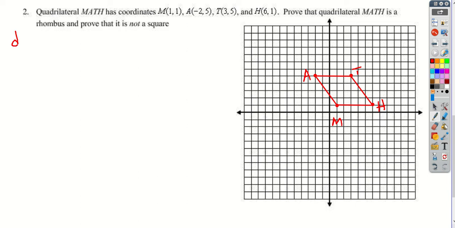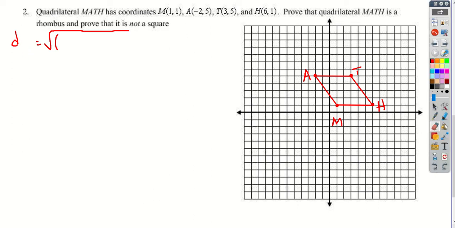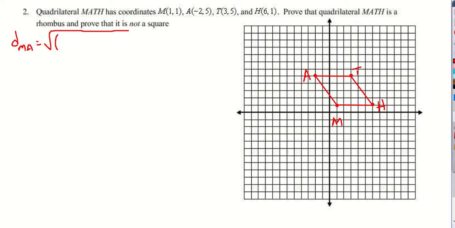So the distance of AM equals the square root. Remember x2 first. So I'm going to switch this AM around, and I'm going to write it the way it appears. So I'm going to do MA. I like to keep this organized with the first point going first, and the second point going second. All right, so distance of MA.